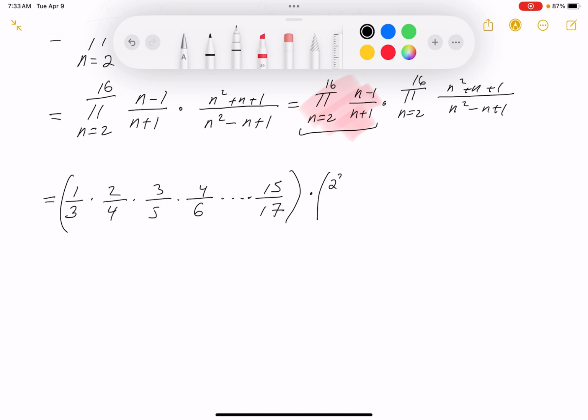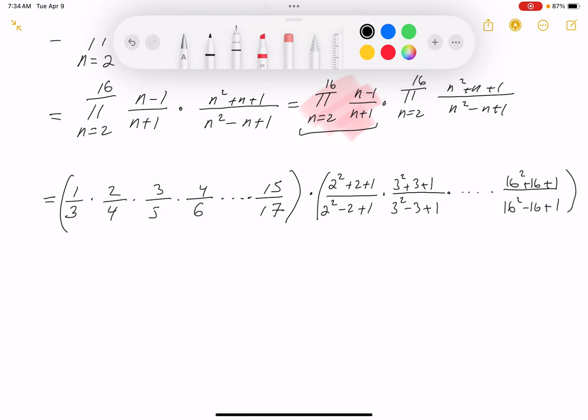It's going to be 2 squared plus 2 plus 1 over 2 squared minus 2 plus 1 times, that's going to be 3 squared plus 3 plus 1 over 3 squared minus 3 plus 1. I'm going to say yada, yada, yada. All right, I'll have to write down, that's going to be 16 squared plus 16 plus 1 over 16 squared minus 16 plus 1.